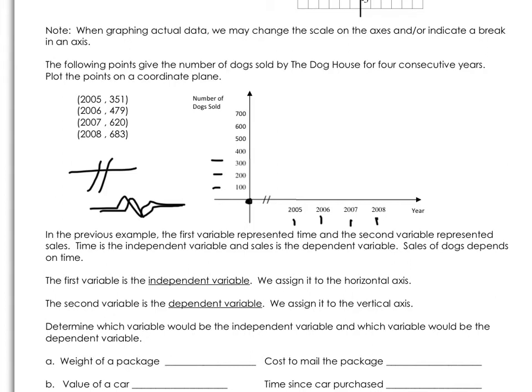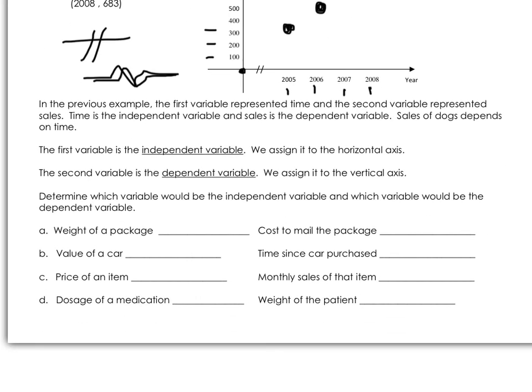The first point is 2005, 351. So we go over to 2005 up to approximately 351. The next point is 2006, 479, somewhere in this neighborhood. 2007, 620. And 2008, 683. I'm not sure I've got those points in the right place, but you get the idea. The points sort of look like they're in a straight line. They sort of look linear. That's interesting. We like things that are linear.